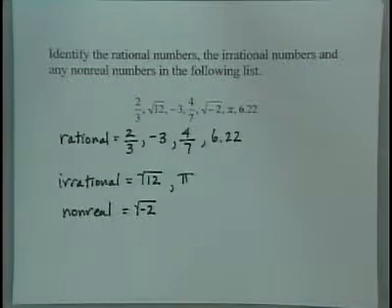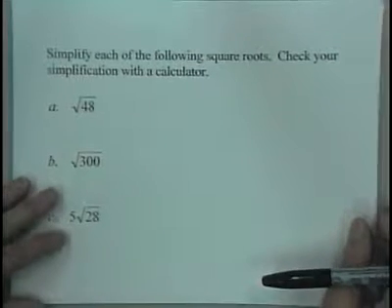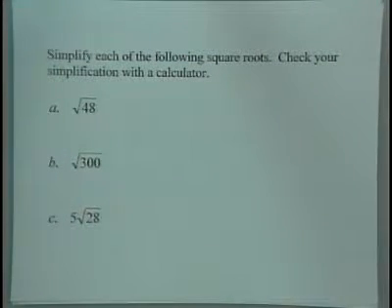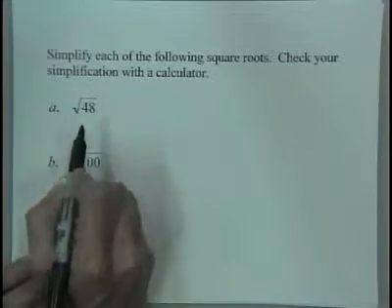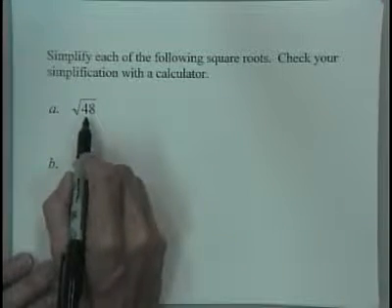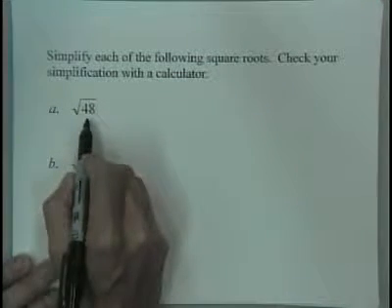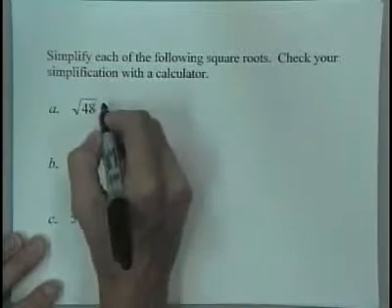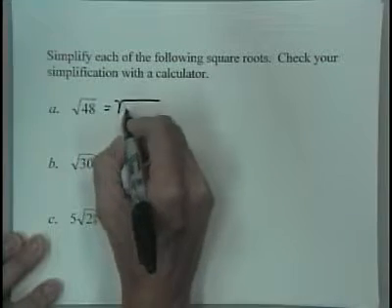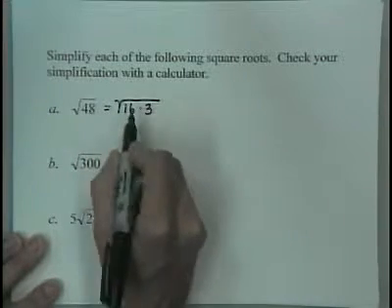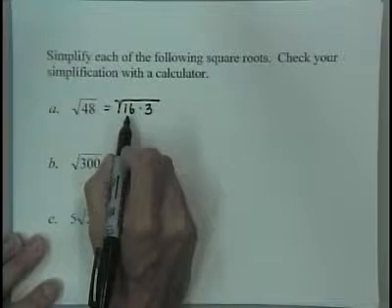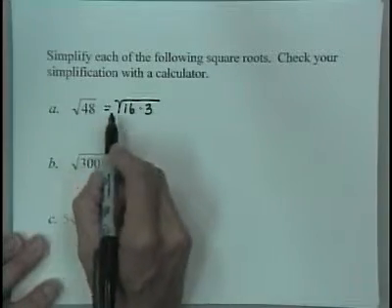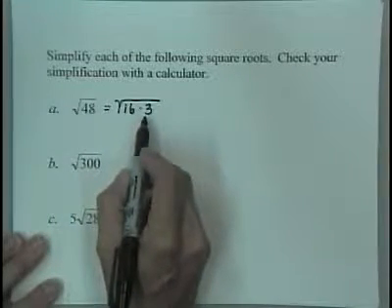Well, let's go back to square roots and talk about simplifying square roots, and we're going to check our simplifications with the calculator. The first square root we want to simplify is the square root of 48. There is no exact square root of 48, so what we're looking for is a way to factor 48 so that one of the factors might be a perfect square. Well, I know that 48 is 16 times 3, and I know that 16 is a perfect square, so I'm going to start by factoring 48 as 16 times 3.